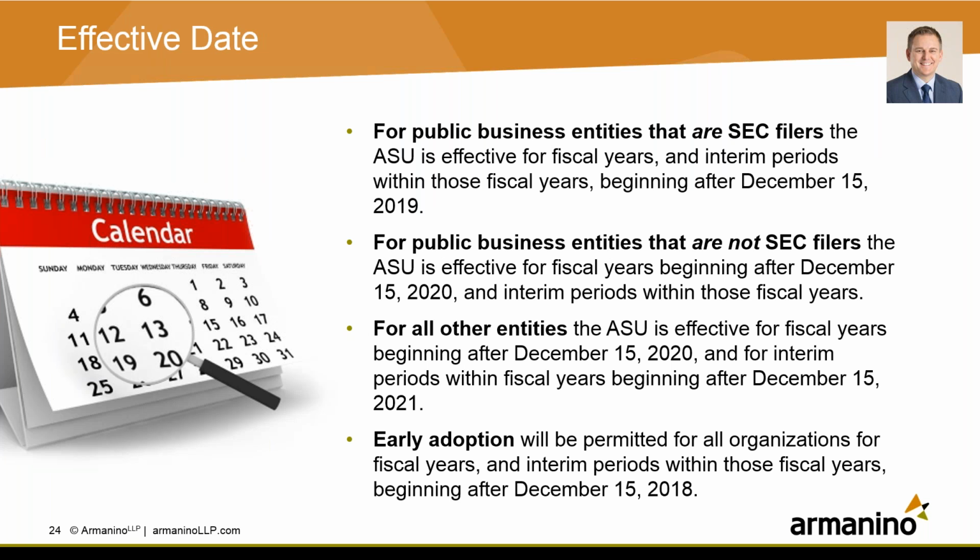So looking at the effective date for public businesses that are SEC filers, this ASU is effective for fiscal years beginning after December 15, 2019. For non-SEC filers but are public businesses, this is after December 15, 2020. And then all other entities, this is also effective for fiscal periods beginning after December 15, 2020. And early adoption is permitted, but there are some further things to consider there.